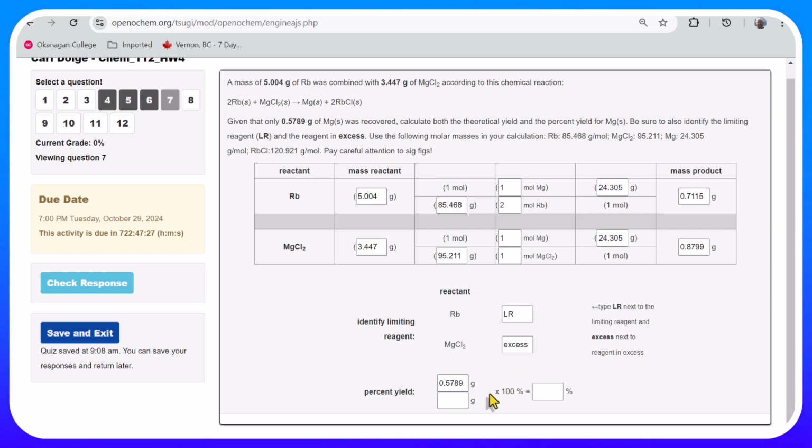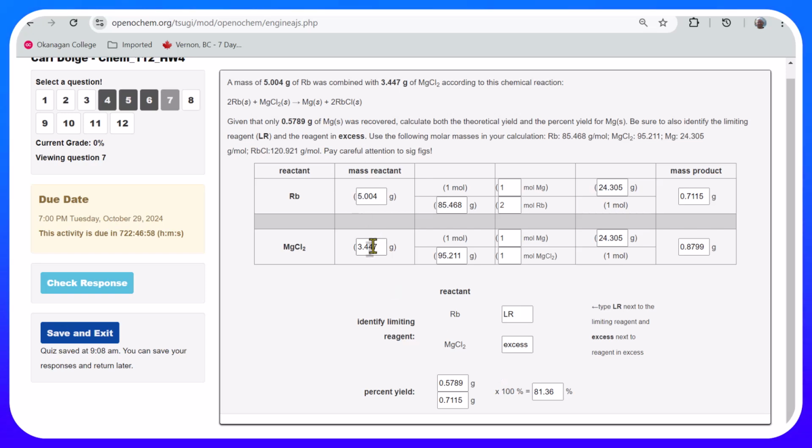And then finally, percent yield. Now we're told that only 0.5789 grams is recovered. So that's the actual mass, and then down here we put the theoretical mass. So 0.7115 grams. And then this is multiplied by 100%. And in the end, we'll find that we're actually producing 81.36%.